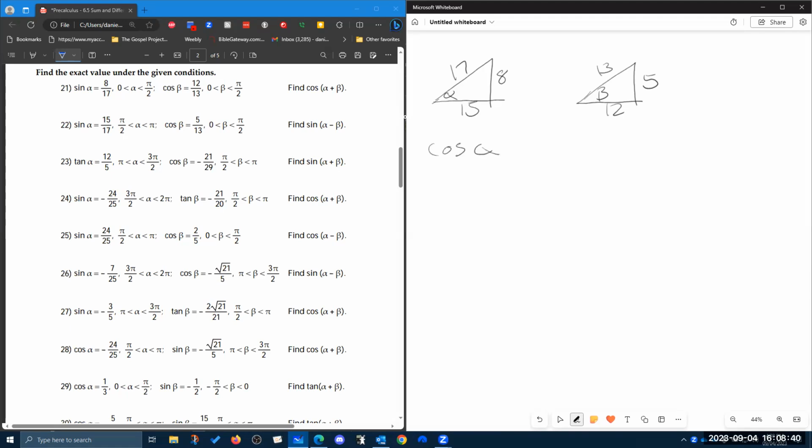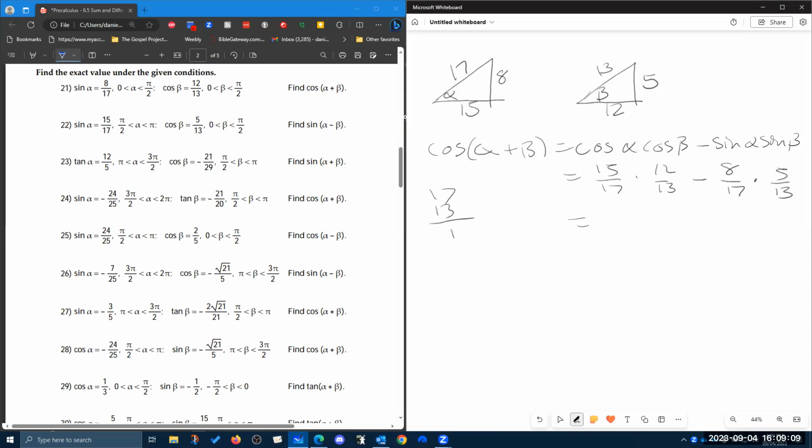Cosine of alpha plus beta is cosine alpha cosine beta minus sine alpha sine beta. Cosine of alpha is 15/17. Cosine of beta is 12/13. Sine alpha is 8/17. Sine beta is 5/13.